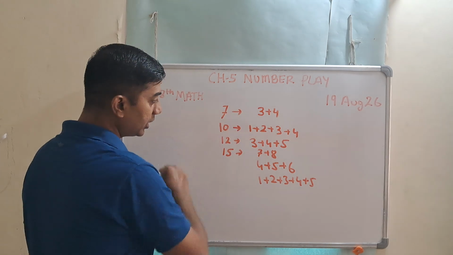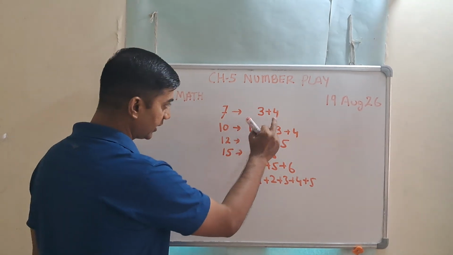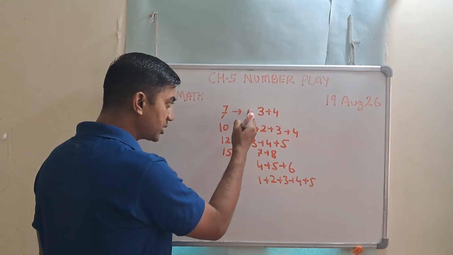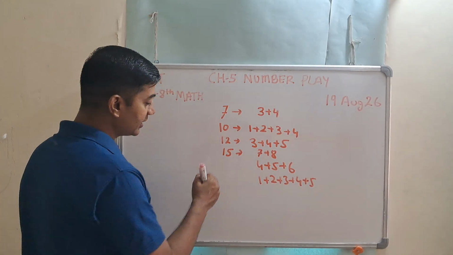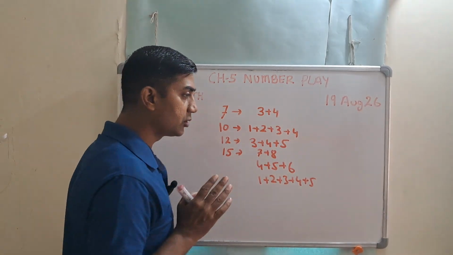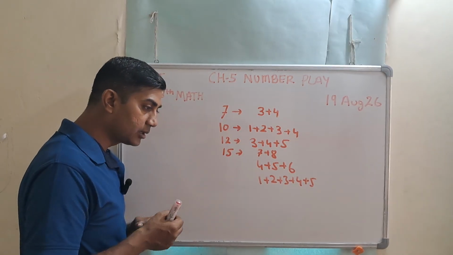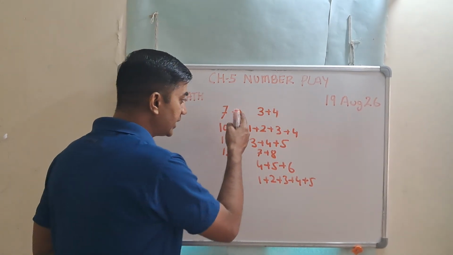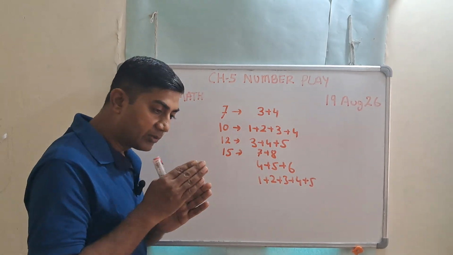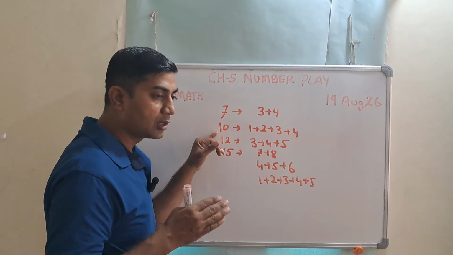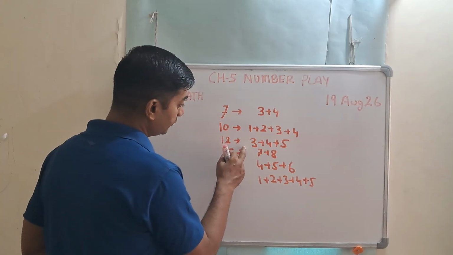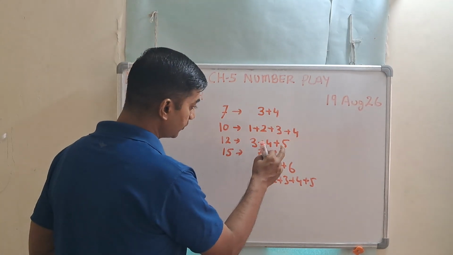Now see, we have represented 7 as a sum of two consecutive numbers, that is 3 and 4. What we have observed is that this sequence does not start from 1. Understood? In the case of 10, we started from 1, 2, 3, 4. So it is not certain what your starting number will be. I mean, 1 is not always the starting number. You only have to find the consecutive numbers whose sum is 10. Understood? In the case of 12, we have seen 3 plus 4 plus 5.